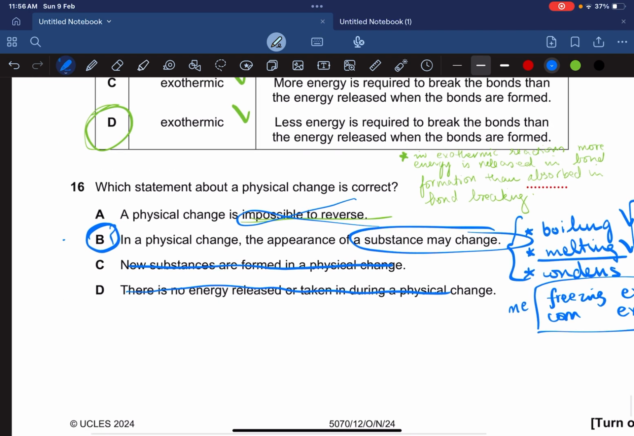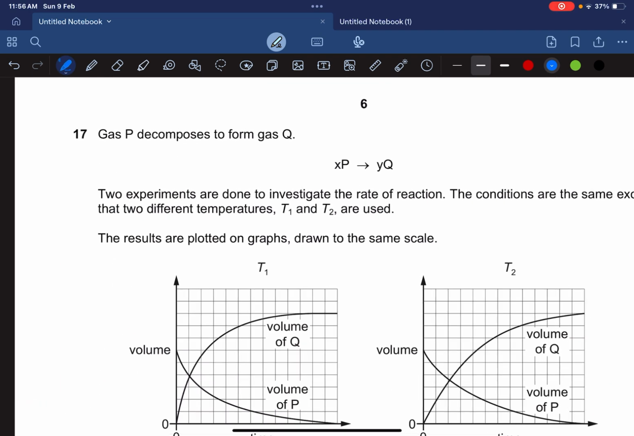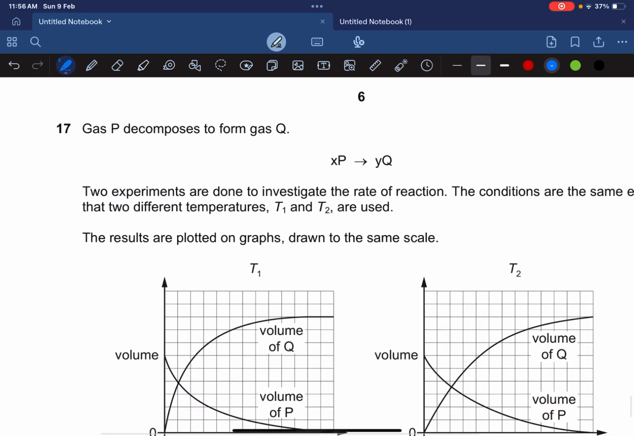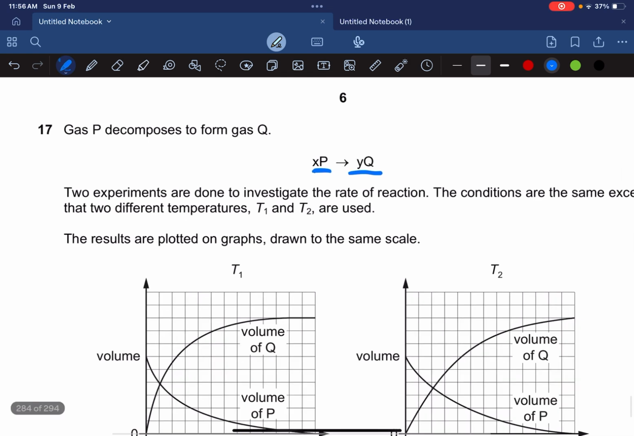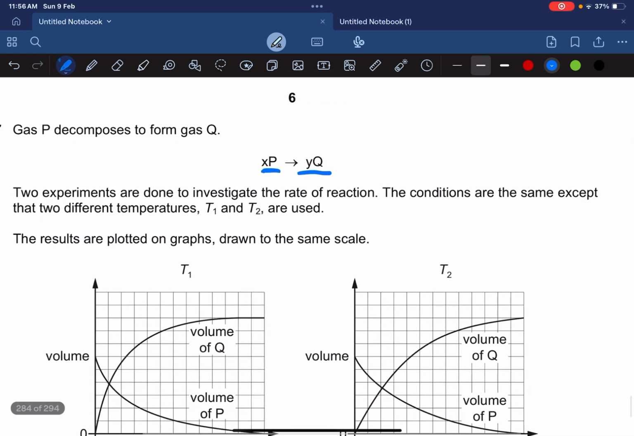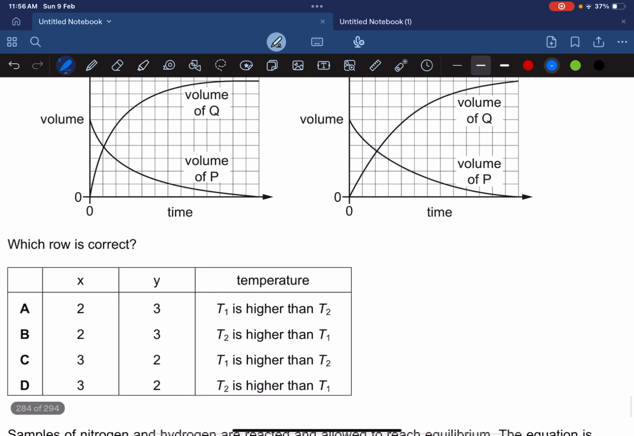So let's move on to the next MCQ, which says gas P decomposes to form gas Q. This is gas P, decomposing to form gas Q. Two experiments are done to investigate the rate of reaction. The conditions are the same except that two different temperatures, T1 and T2, are used. The results are plotted on graphs. Which row is correct: the values of x, the value of y, and which temperature is higher?